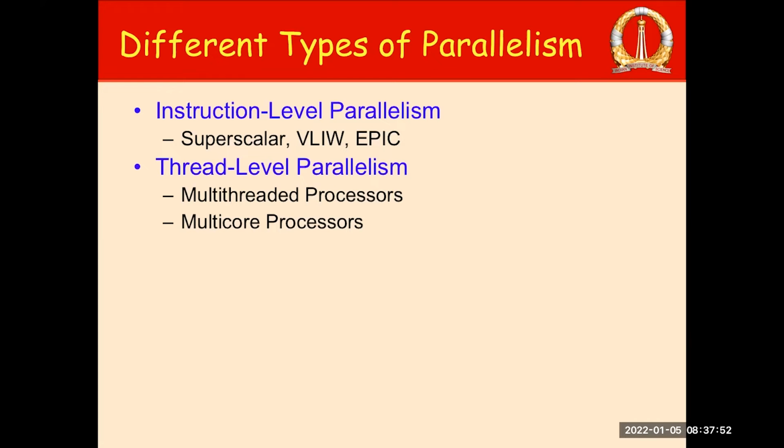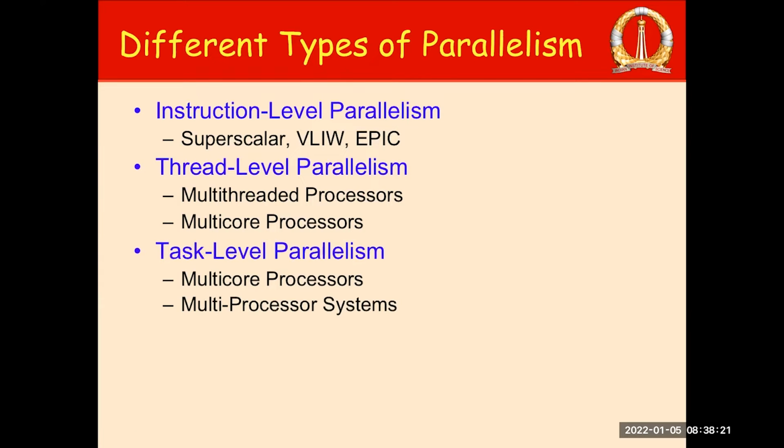Apart from instruction level parallelism, people also talk about what is called thread level parallelism, in which multiple threads can execute in parallel. Each thread is essentially a sequence of instructions, and these different threads are executed either in what is called a multi-threaded processor or in a multi-core processor. We're going to see both of these things in today's lecture, right?